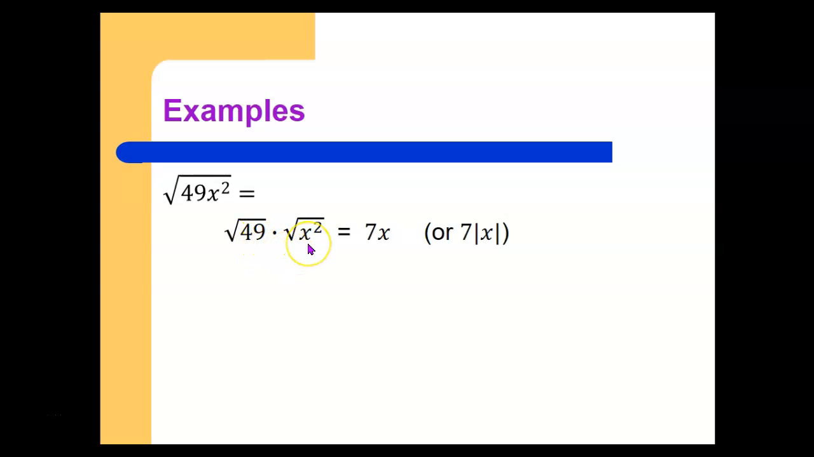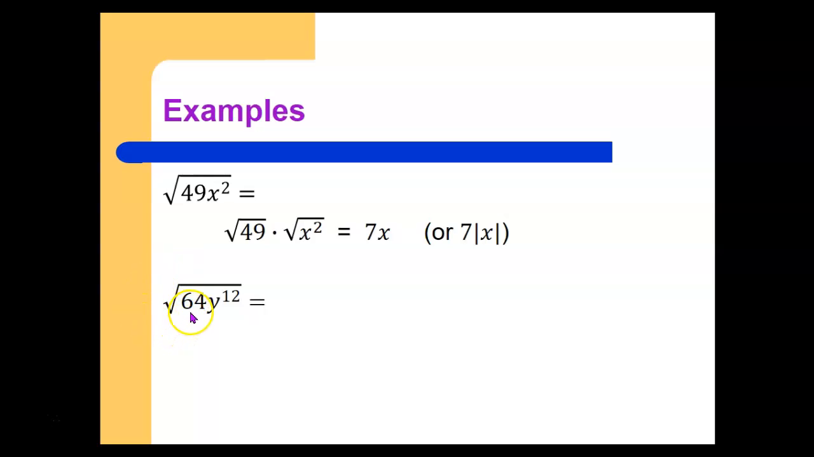So here are some examples where we can use that rule. The square root of 49x squared is equal to the square root of 49 times the square root of x squared. And we know that the square root of 49 is 7, and the square root of x squared is, well, we can just write x if we know that x is going to be positive, or if we want to be really careful and allow for the possibility that x might have started out negative, we should write 7 times the absolute value of x.